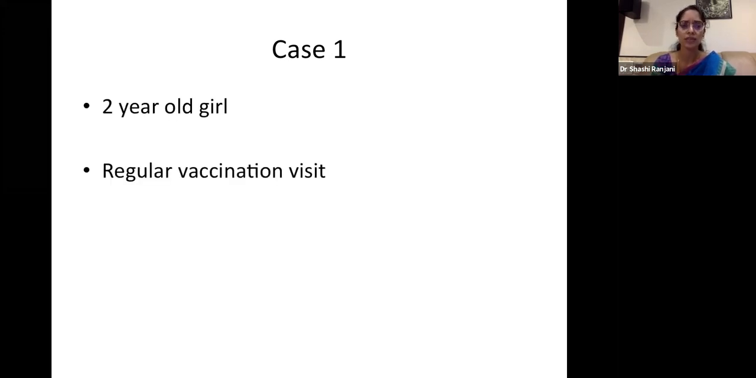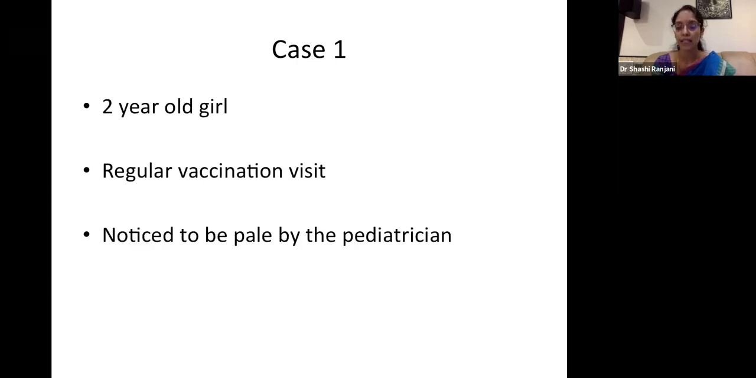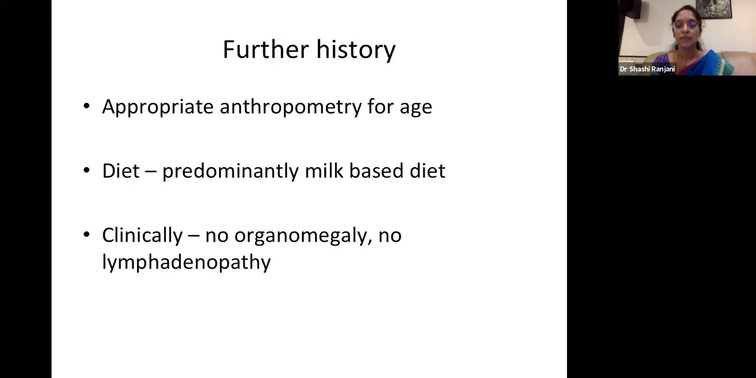This is a 2-year-old girl who, on a regular vaccination visit, was noticed to be pale by the pediatrician. The pediatrician had got the CBC done and hemoglobin was 3.7. Further history: the child was appropriate for age in terms of height and weight. The dietary history: the child was predominantly on a milk-based diet. And clinically, the child didn't have organomegaly or lymphadenopathy. So just with the history and examination, we know what the diagnosis is.